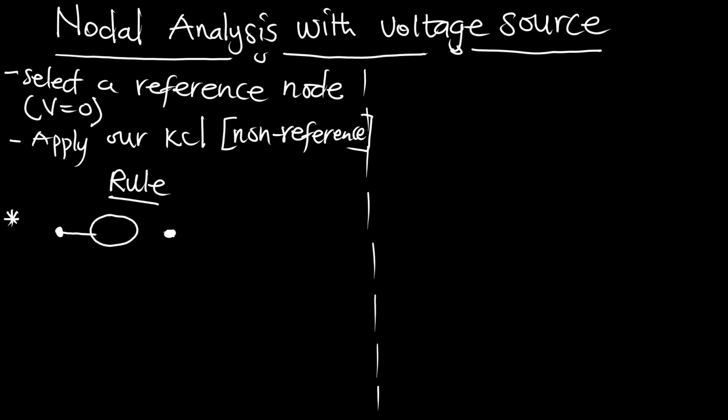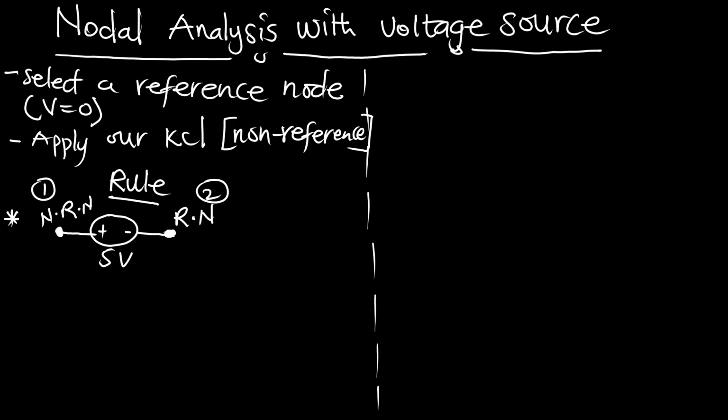Let's say a plus and a negative voltage source, and this is 5 volts. This is the non-reference node, and this is the reference node. So non-reference node, we have it this way, and this part is also the reference node. And the rule is saying if a voltage source is connected between the reference node and the non-reference node, the voltage source is simply set to the voltage at the non-reference node.